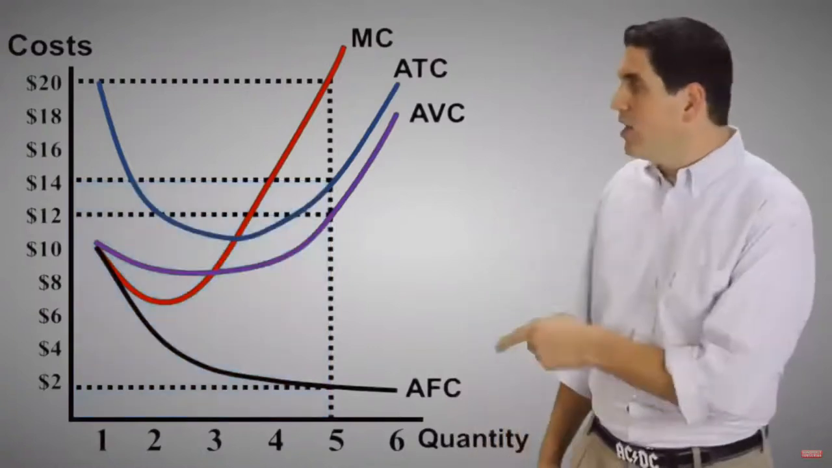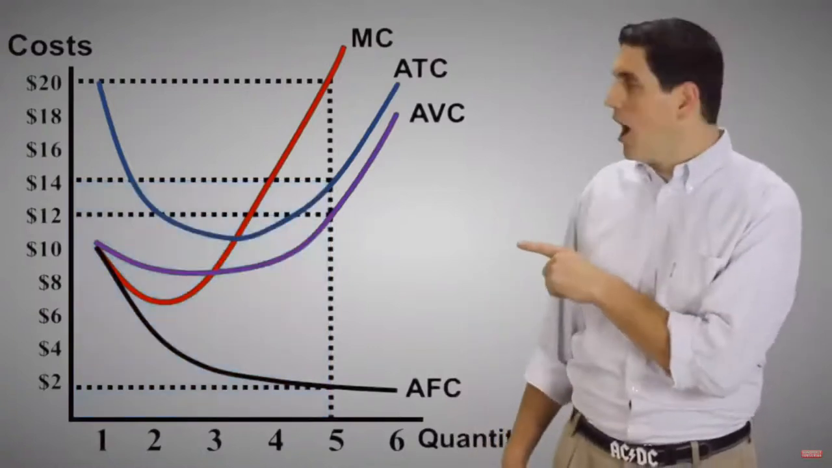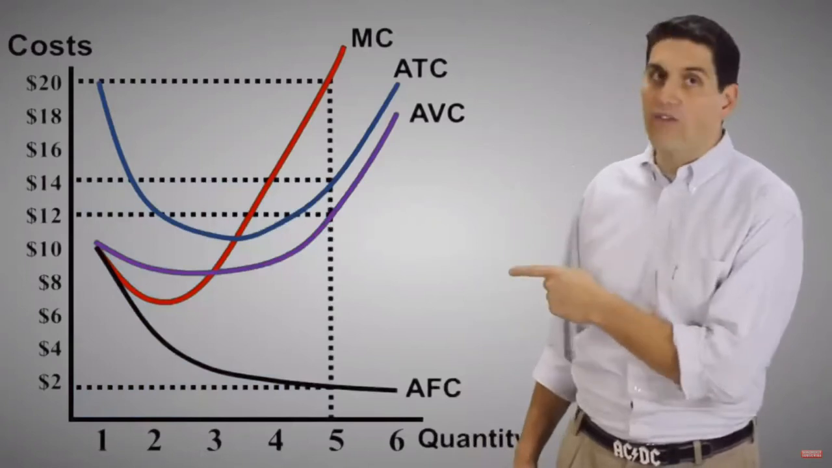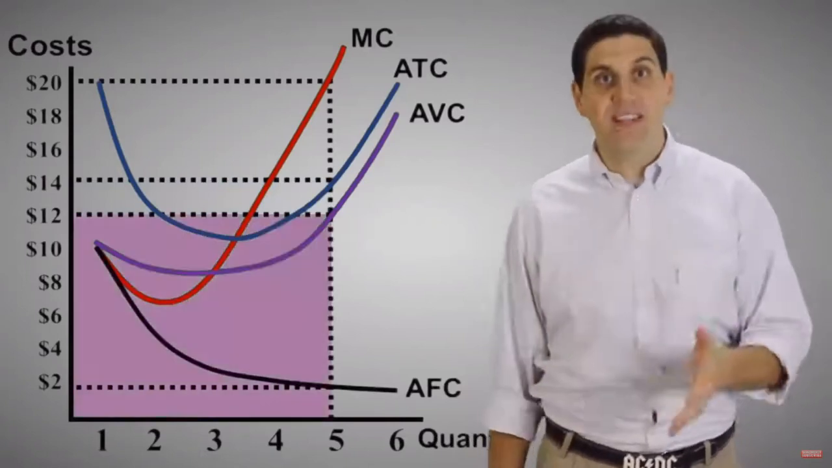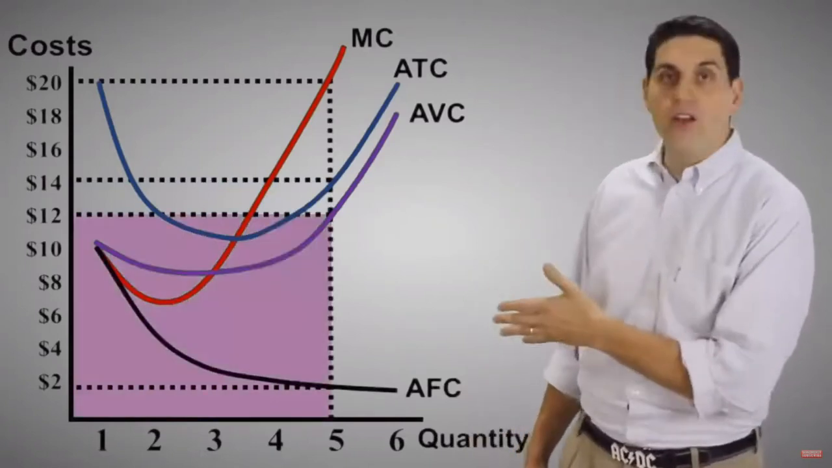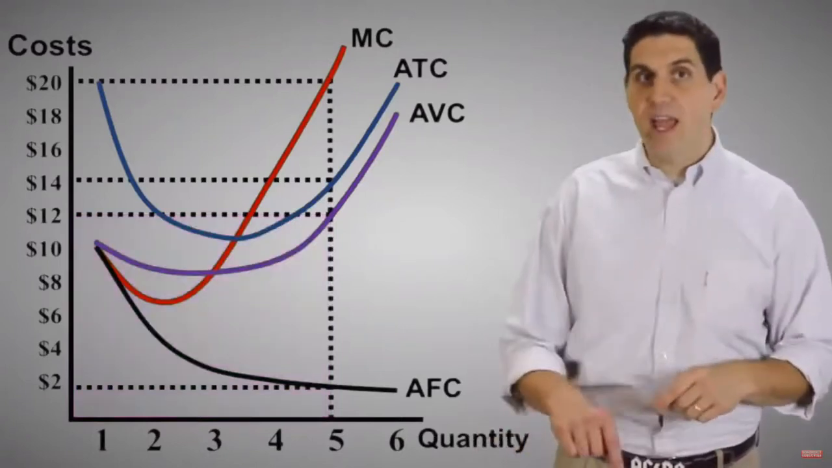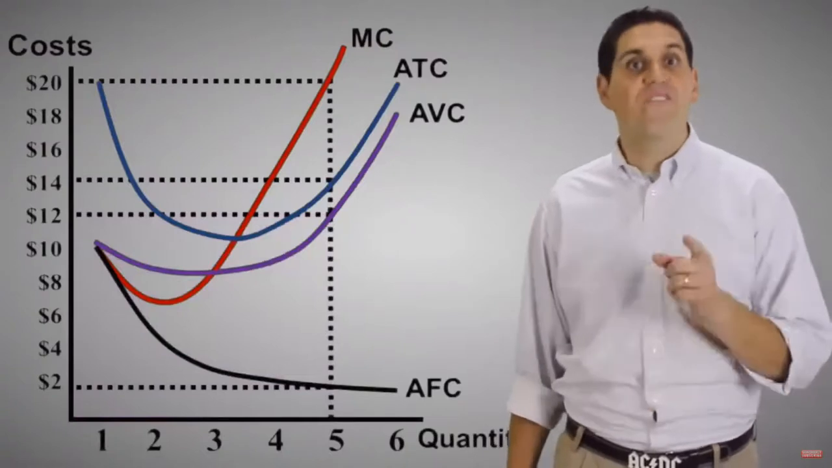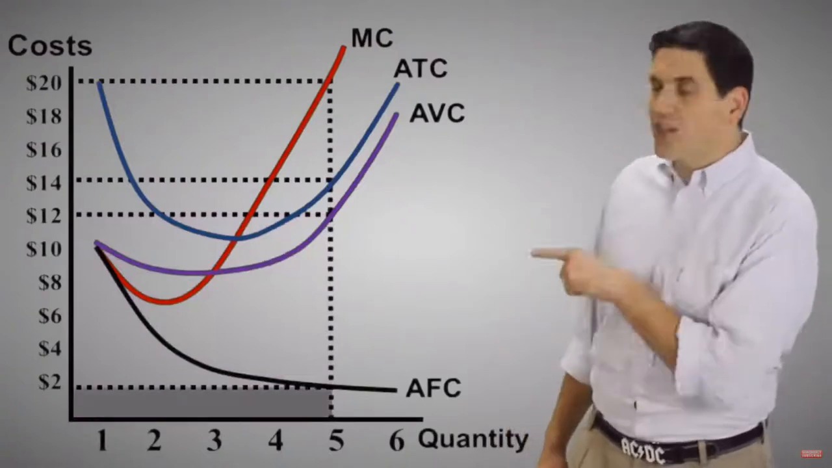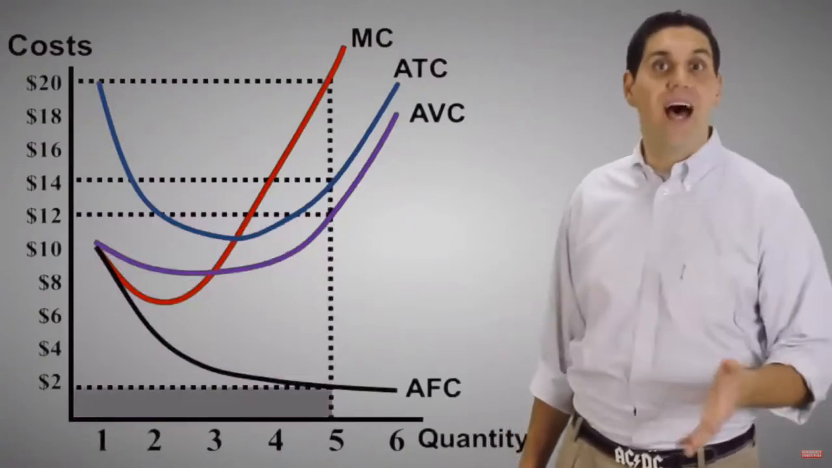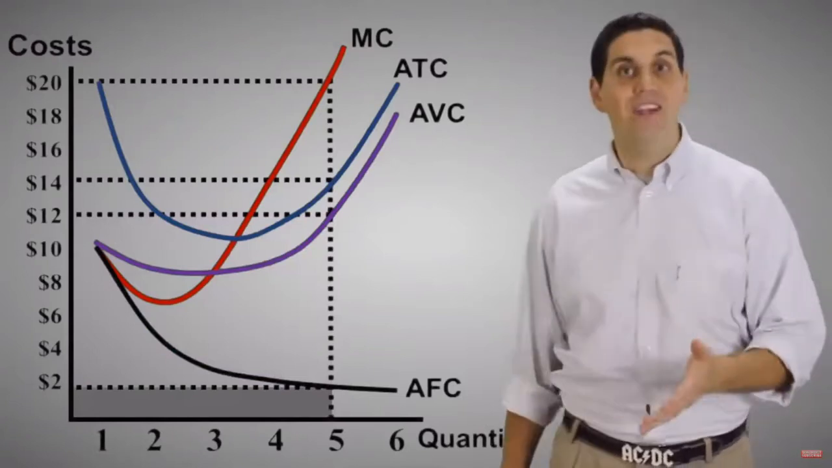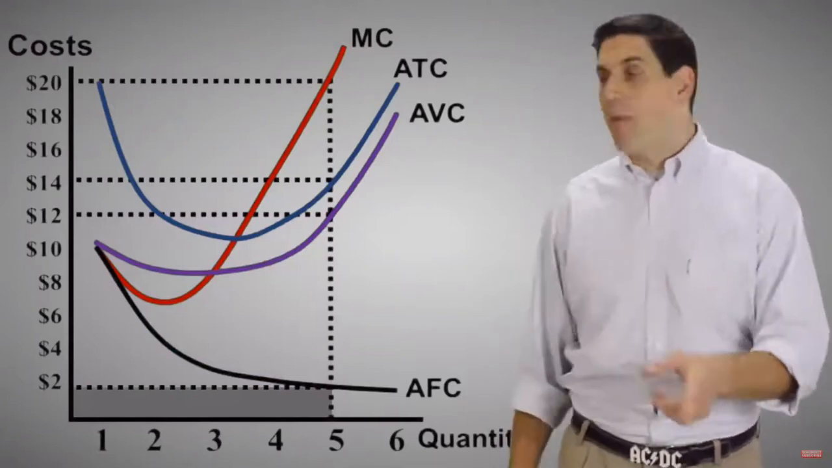Of that $70, how much is variable and how much is fixed? To figure that out, all you've got to do is go up to the average variable cost at 5 units, which is $12. 12 times 5 is 60. So that box right there of $60 is the variable cost of producing 5 units. If the variable cost is 60 and the total cost is 70, then the fixed cost must be 10. That's the average fixed cost of $2 times 5 units, which gives me $10 of fixed costs. That's the box right there.